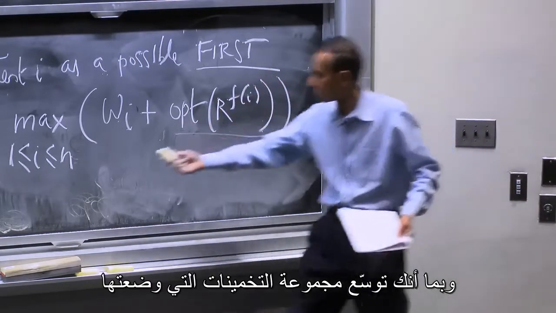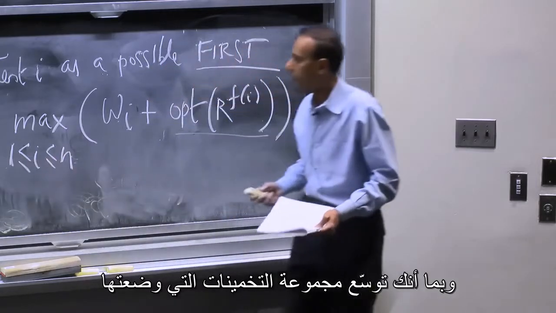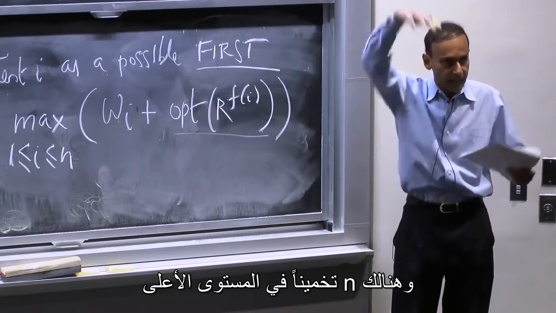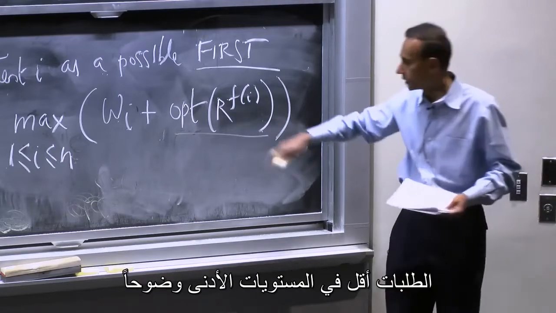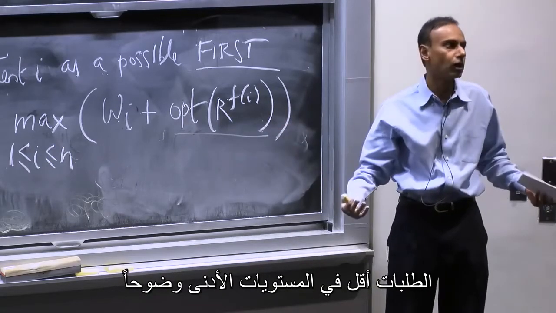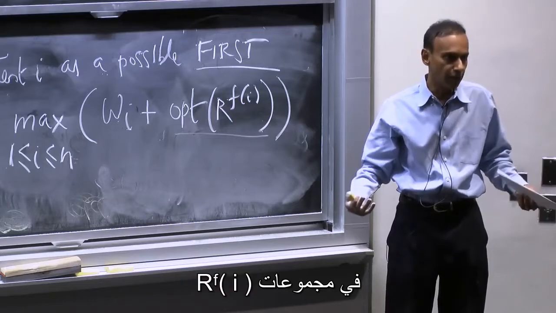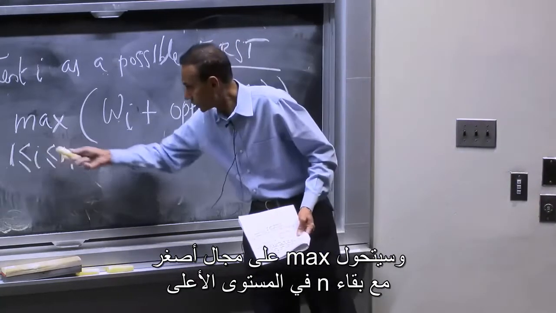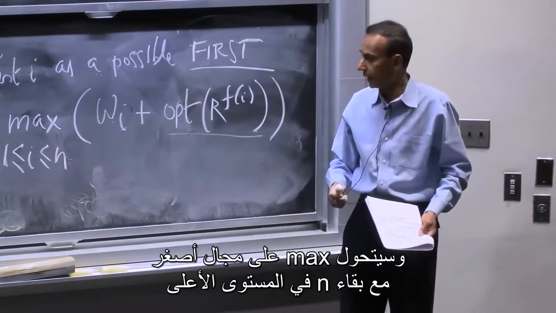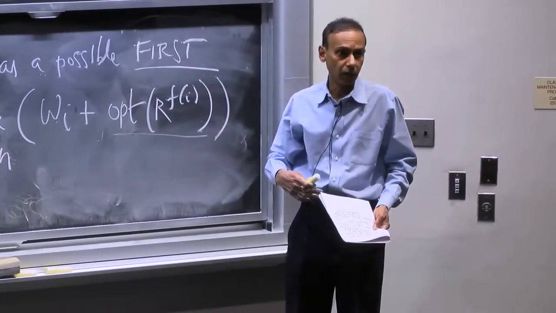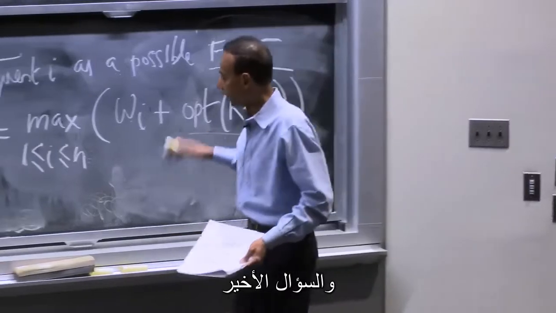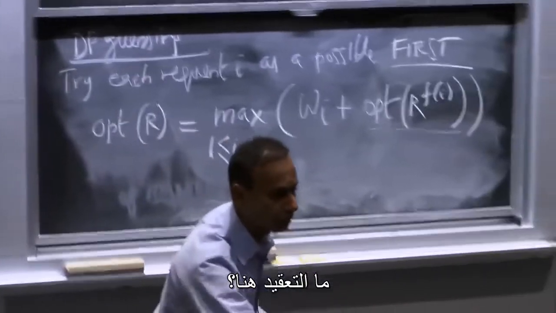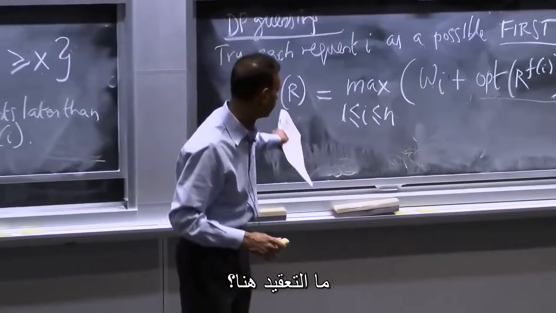And as long as you maximize over the set of guesses that you've taken, and there's n guesses up at the top level, obviously at the lower levels you're going to have fewer requests in your R of Fi's, and you'll have fewer iterations of the max, but it's n at the top level. Okay? So one last question. What is the complexity of what we see here?